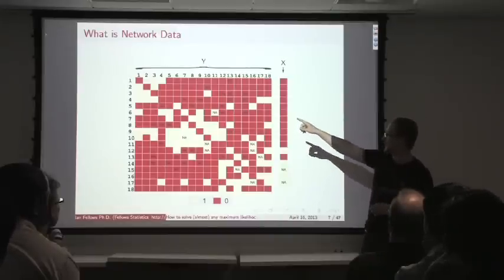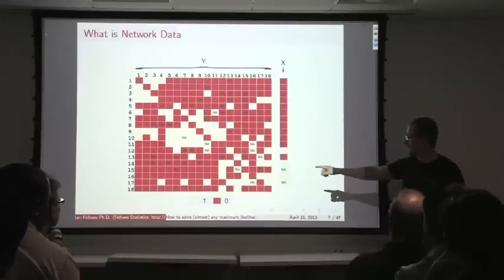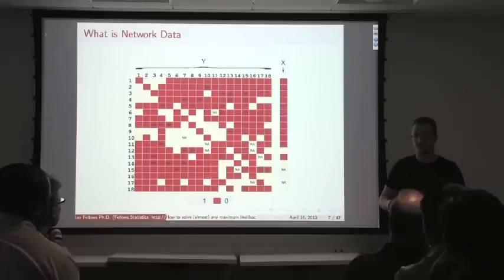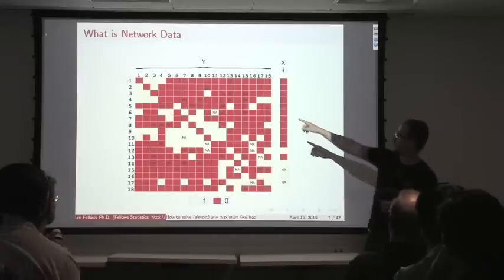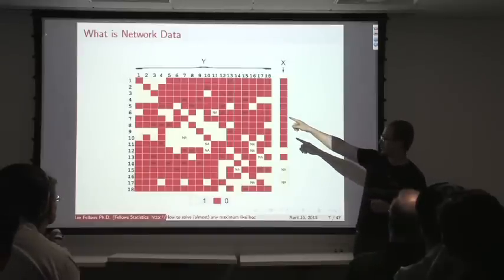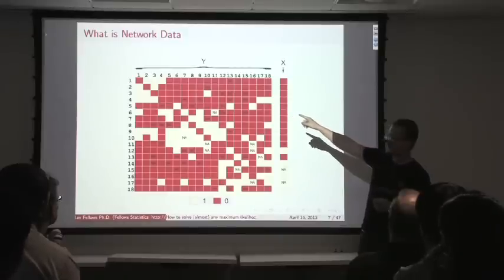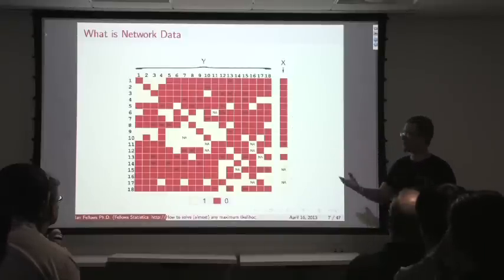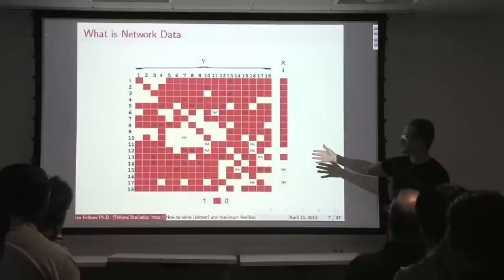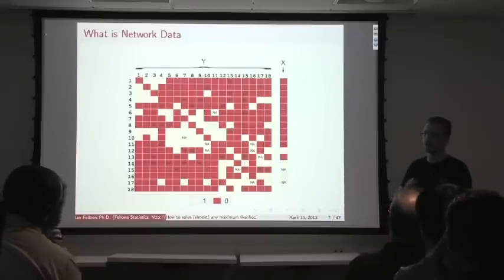If the ith, jth element is 1, then there's a connection between those two. If it's 0, then there's no connection. So for example, the first node has a connection to the fourth node, but it doesn't have a connection to the fifth node. This example is directed, so just because I have a connection to you doesn't mean you have a connection to me.